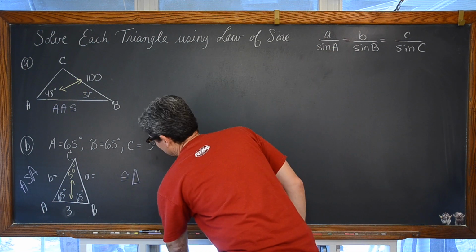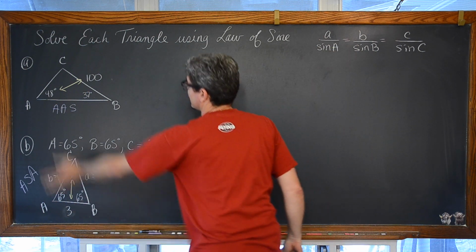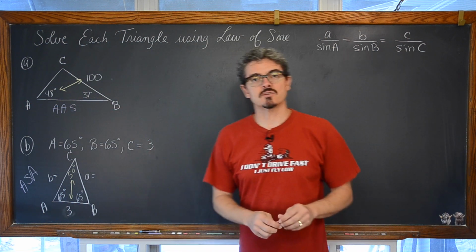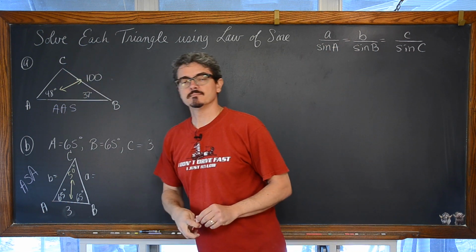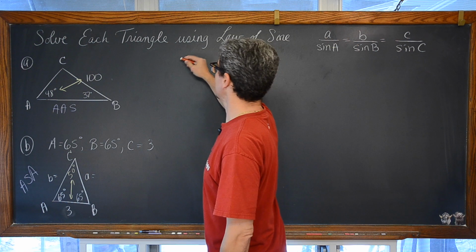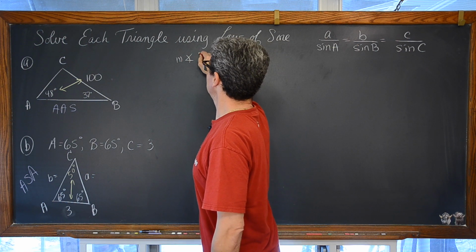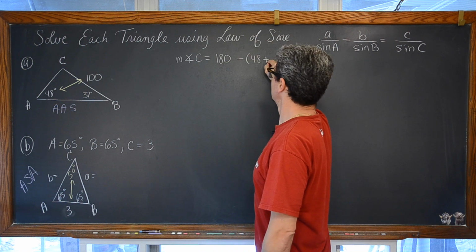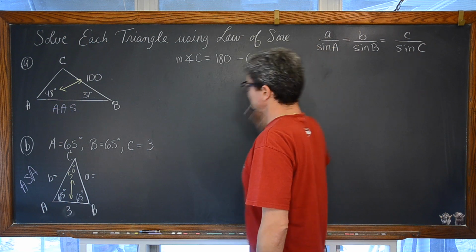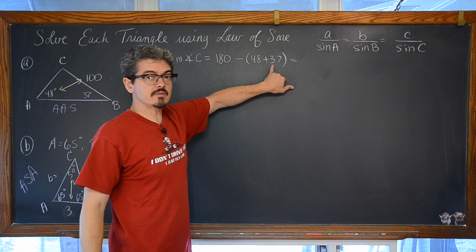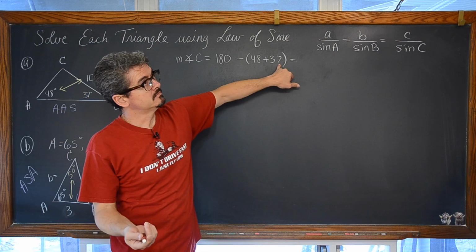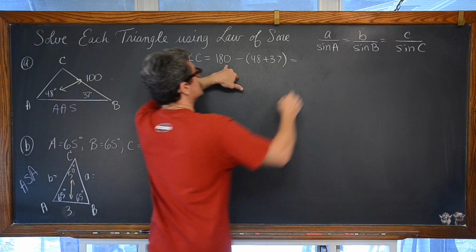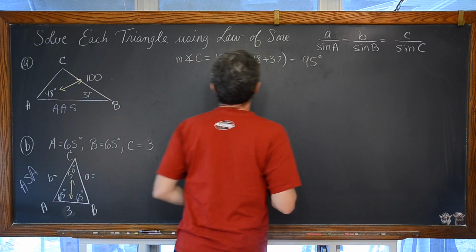So we're going to get into part A here. This time actually labeled with some vertex names, and grab a piece of chalk. Let's get started. Okay, for solving triangle A, we don't need a whole lot of work for the measure of angle C. That's going to be 180 minus 48 plus 37. Well, we're looking at 48, 37, and what? 85. 85 taken away from 180 is going to be 95 degrees.